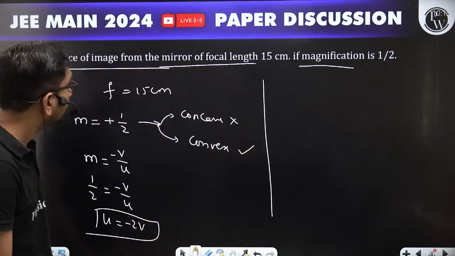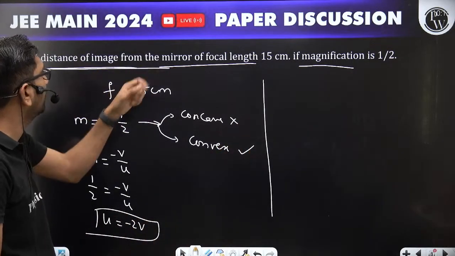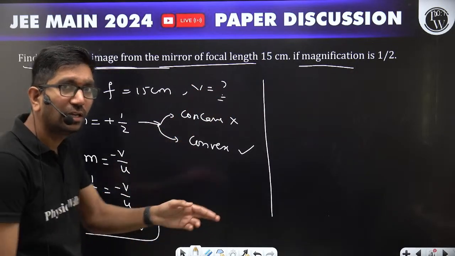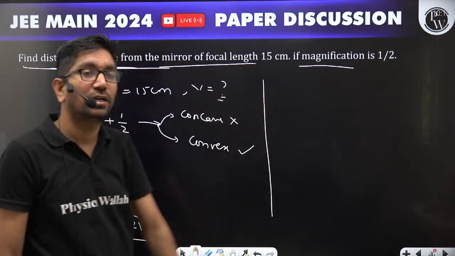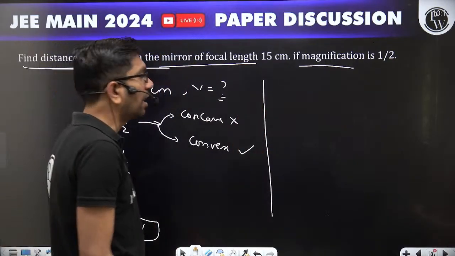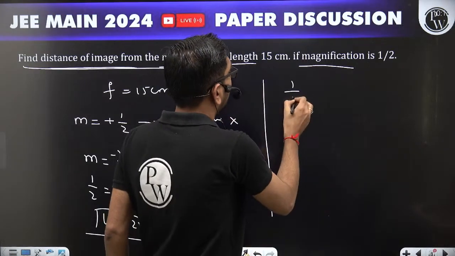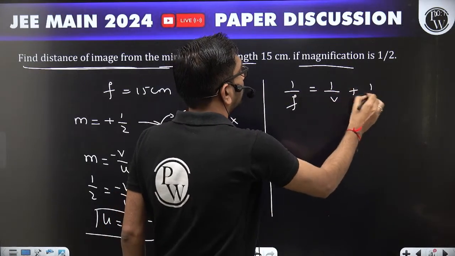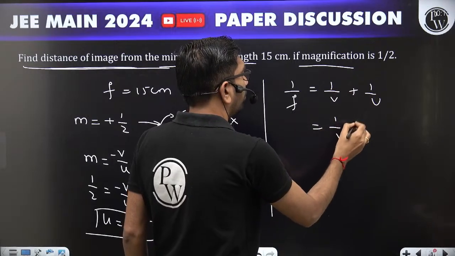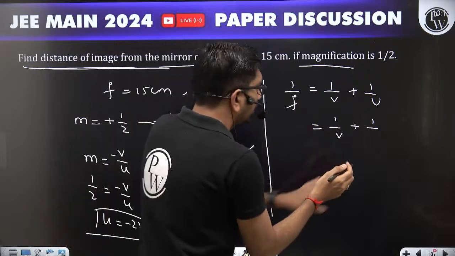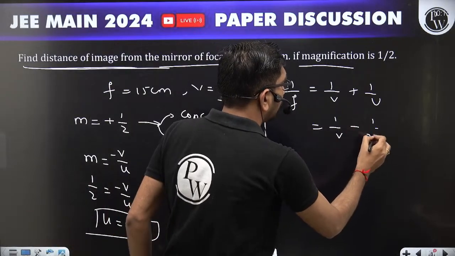Now, what do you have to find out? Find the distance of the image. So you have to find the V value. 100% you'll get a positive value only. Now use the mirror formula: 1 by F equals 1 by V plus 1 by U. So 1 by V plus 1 by U, and the U value is minus 2V, right? Minus 2V I'm writing here.